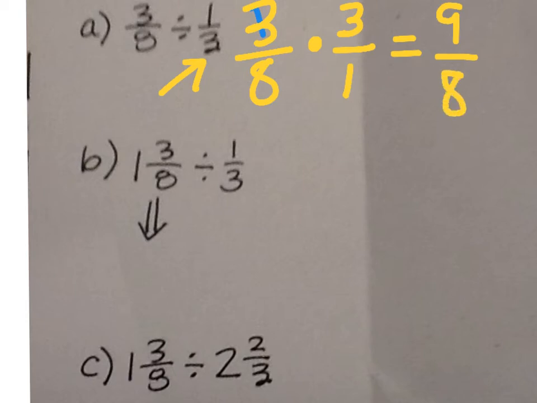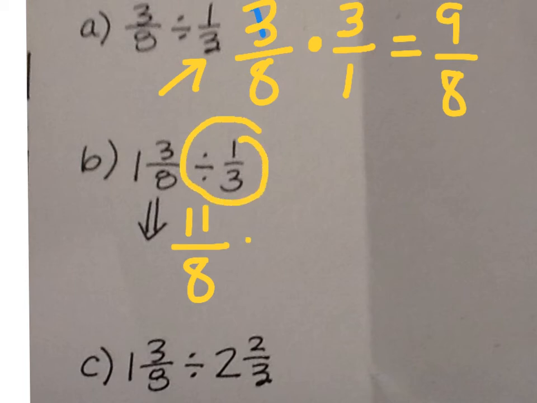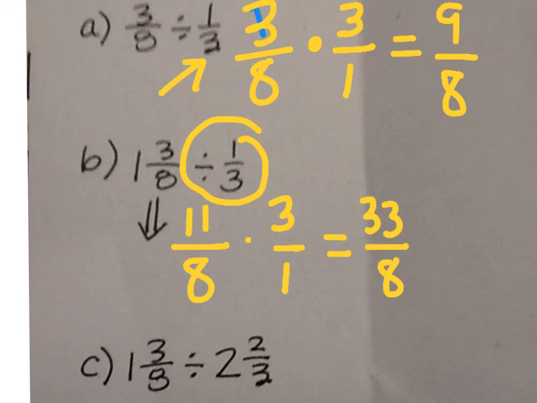For B, 1 and 3/8, we'd get 11/8. 8 times 1 is 8, 9, 10, 11/8. And then once again, the reciprocal of this one is 3. There aren't any things I can simplify ahead of time, so I'm just going to do 11 times 3 is 33/8.